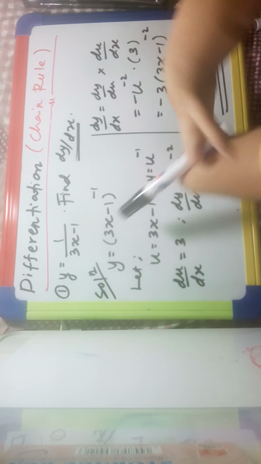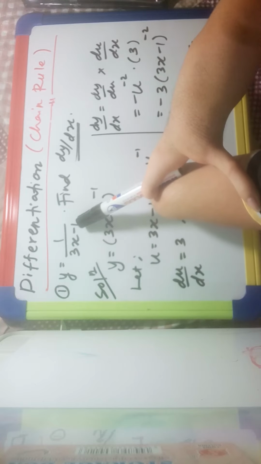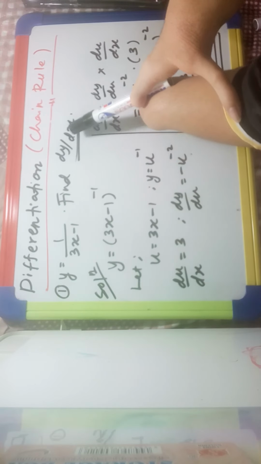Today I will show you a few examples about the chain rule. Example number 1. Let's say given that y equals 1 over 3x minus 1. Find dy over dx.